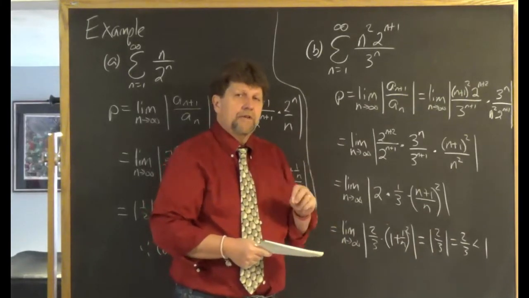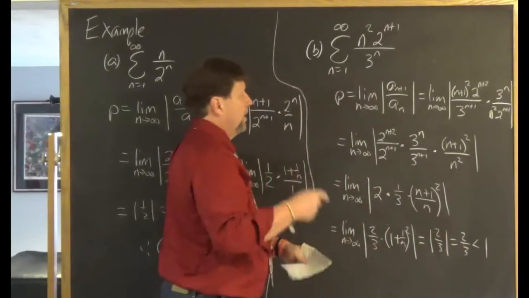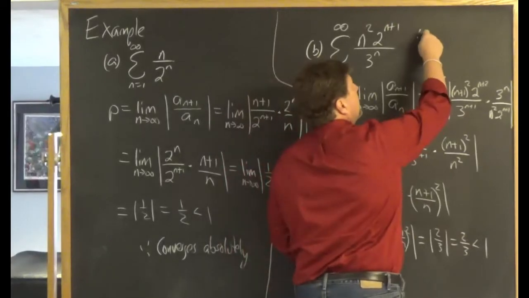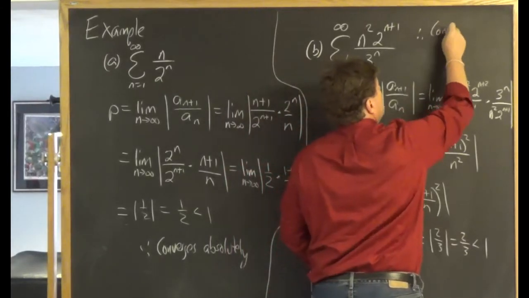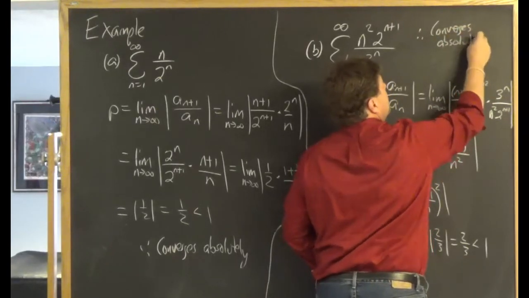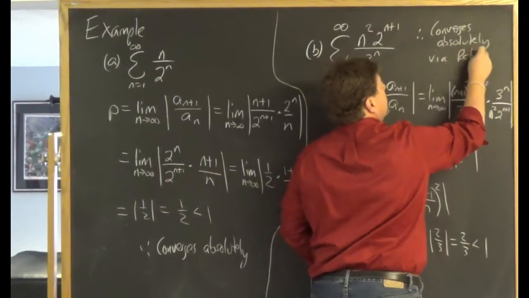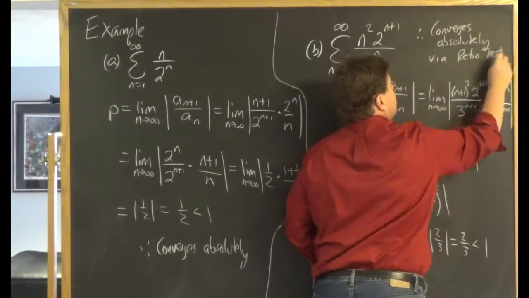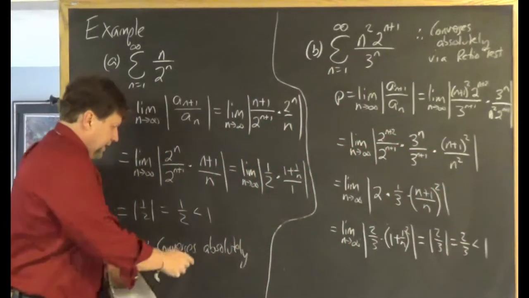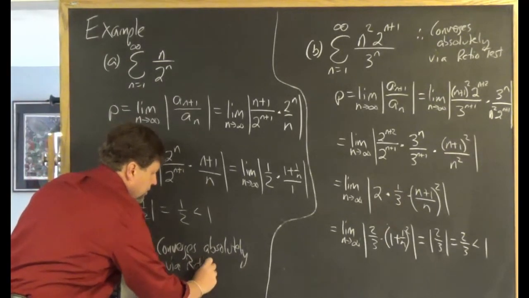And according to the ratio test, when this p is less than 1, our conclusion, I'm going to write the conclusion up here because I'm running out of room down here. Our conclusion, the series converges absolutely. Oh, and you know, I should be giving a reason. Converges absolutely via the ratio test. Now, I should have said that here as well, that this converges absolutely via the ratio test.